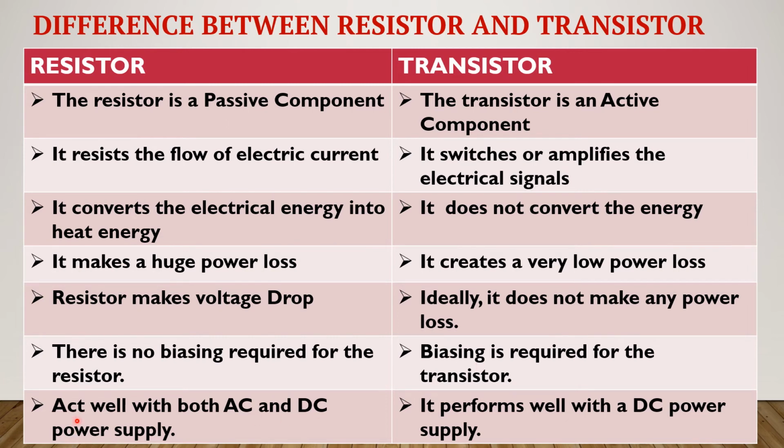Now let's see the final difference between the resistor and transistor, that is how they act with AC and DC power supply. The resistor performs well with both AC and DC power supply, which means it is suitable for both AC and DC circuits, but the transistor is suitable only for DC circuits. We can use the transistor with AC circuits also with some modification. But ideally it is not well suited for AC. It is only suited for DC, and these are the few differences between the resistor and transistor.